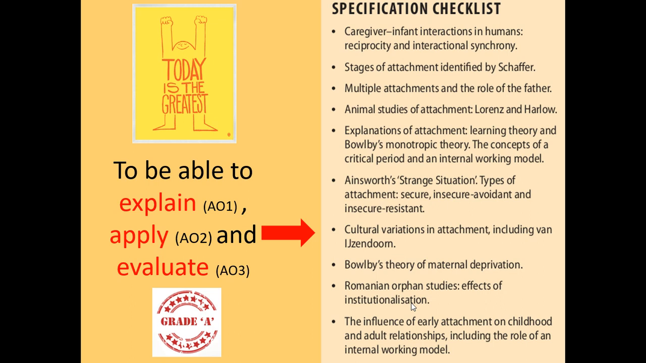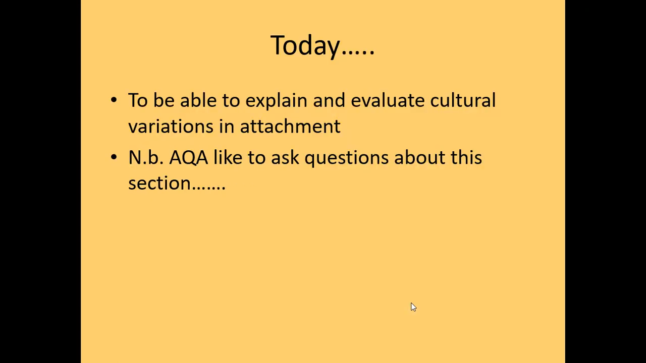Next, in attachment are cultural variations on attachment. So this follows on from Ainsworth's study and looks at cultural variations of Ainsworth's work. Now, it's worth bearing in mind that AQA like to ask questions about this section. Students don't do quite as well in it as they should, and there's some research methods thing that comes up that AQA like to ask about, which we'll come to later on. So just be mindful, if you're explaining and evaluating cultural variations in attachment, this is a favourite of AQA to ask questions about.